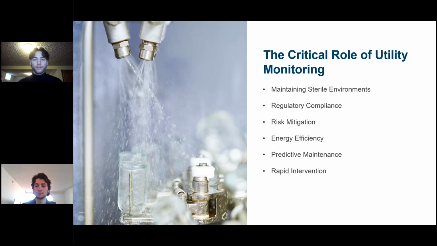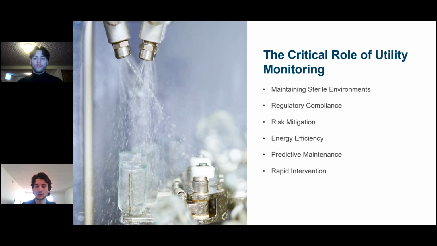Another one would be mitigating risk. So risk mitigation: contaminated utilities can lead to costly product recalls, downtime, and reputation damage, of course. So utility monitoring reduces the risk of contamination by ensuring that utilities are operating within specified parameters, thus minimizing the chances of product contamination.